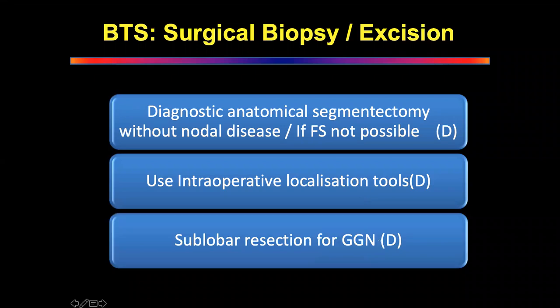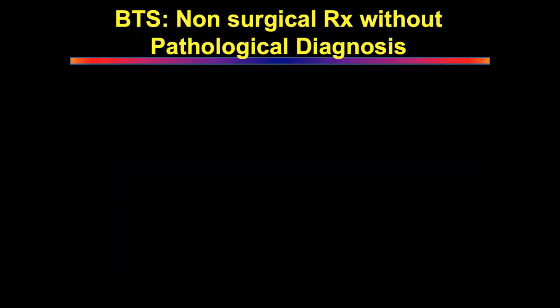And for GGNs, now more and more sublobar resections are coming into the picture. But look at this, D, okay? It's a very low level of recommendation, but now more data is coming from China, Korea, and Japan, talking about sublobar resections for GGN, but they're still not in the guidelines. Happy with this?